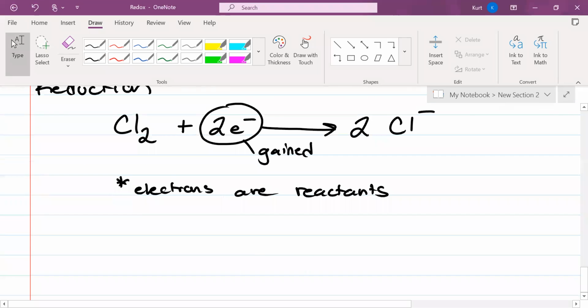Oxidation cannot happen without reduction. Reduction cannot happen without oxidation. Oxidation and reduction are complementary processes.